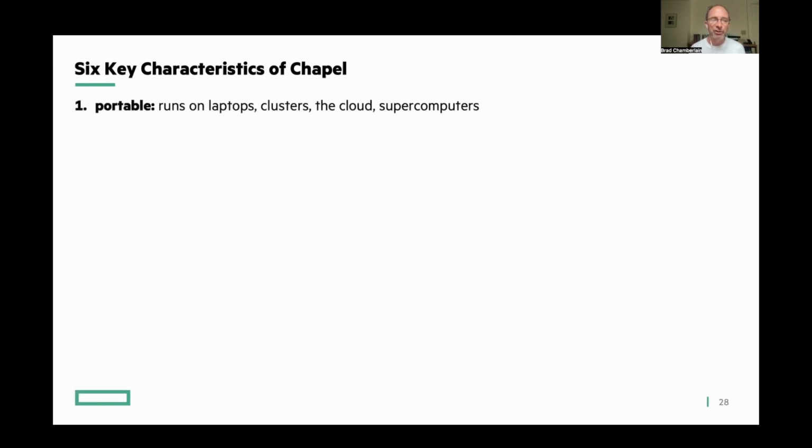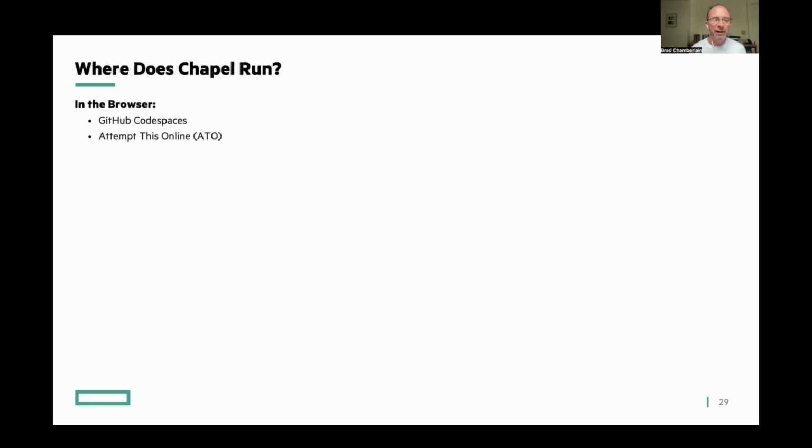The first one I mentioned already is portable. We've seen this along the way. Chapel runs on laptops, on commodity clusters, on the cloud, and on supercomputers. We can go into this in more detail. The first thing is to know that you don't really have to install Chapel to use it. There are ways that you can use Chapel from within your browser if you just want to try it out before you actually deal with installing it. GitHub Codespaces and Attempt This Online are the 2 ways we have to do that.